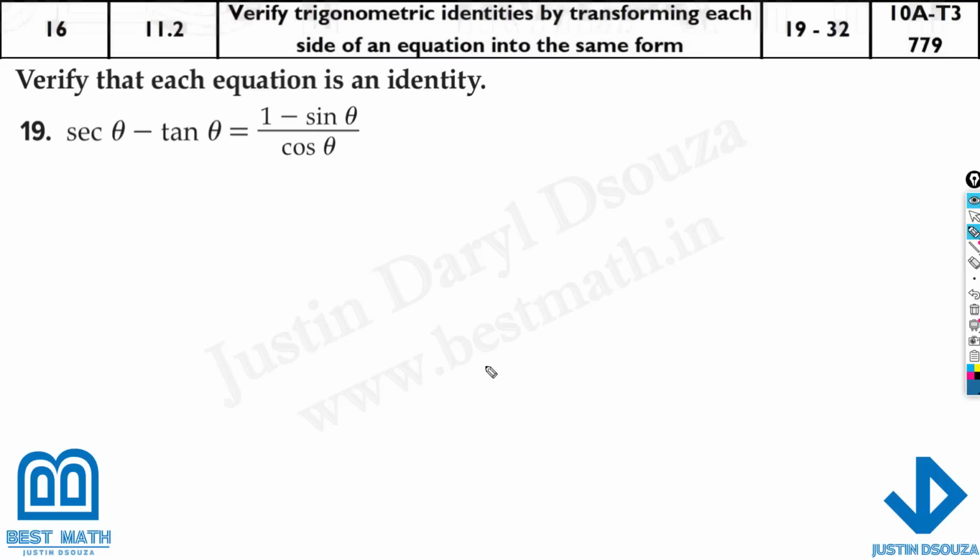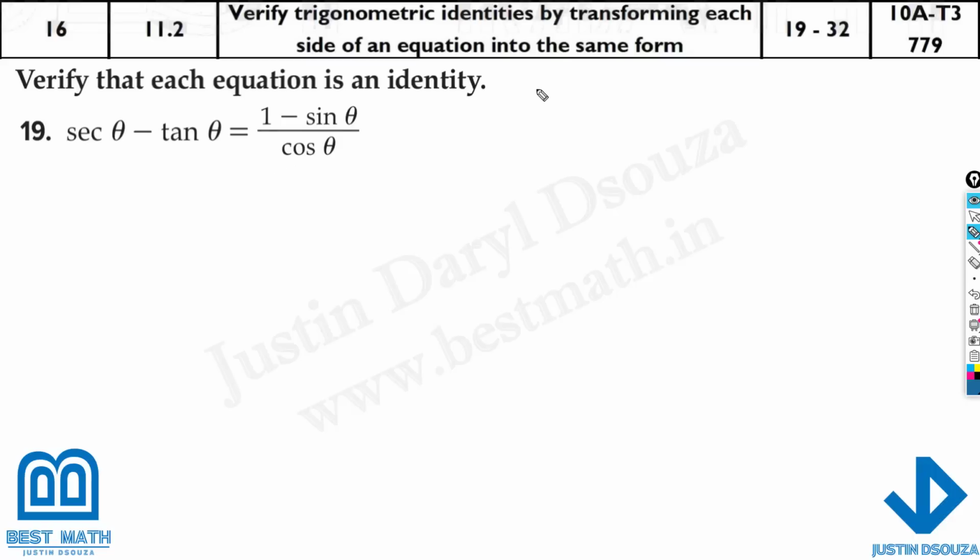Now, this part of the problem, you should know they both are equal. They are an identity. No matter what, we have to prove them. If you take your calculator and put theta as 30, both sides will match each other. But that is not what we are doing. We have to transform it and get both sides equal to the same term. How do we do it?